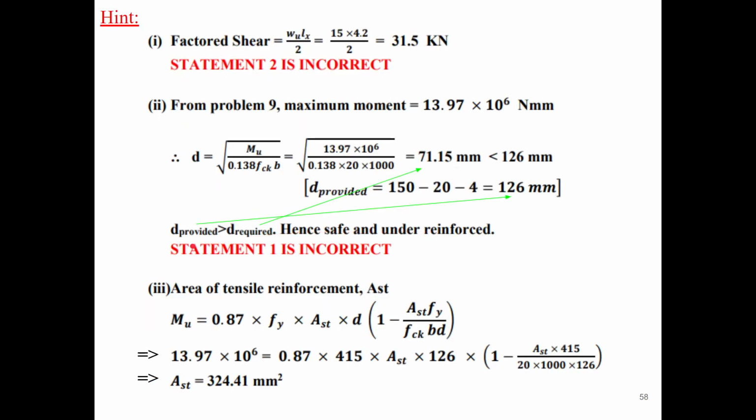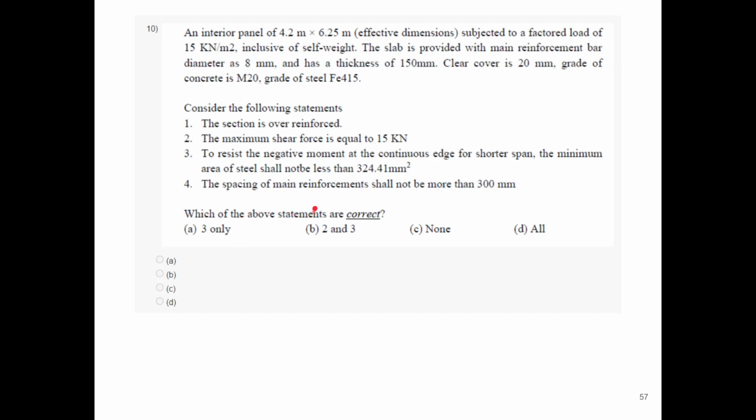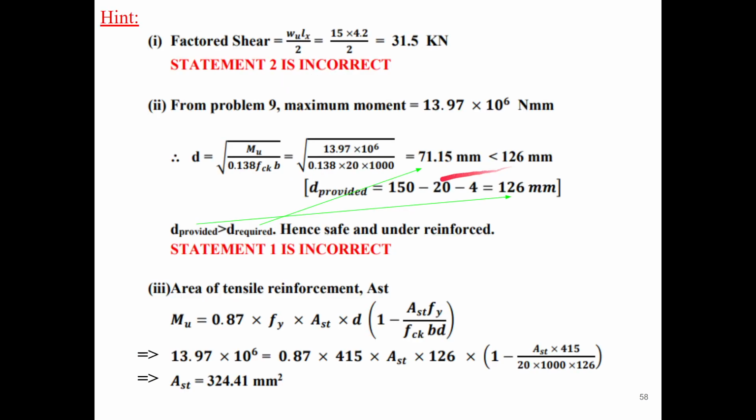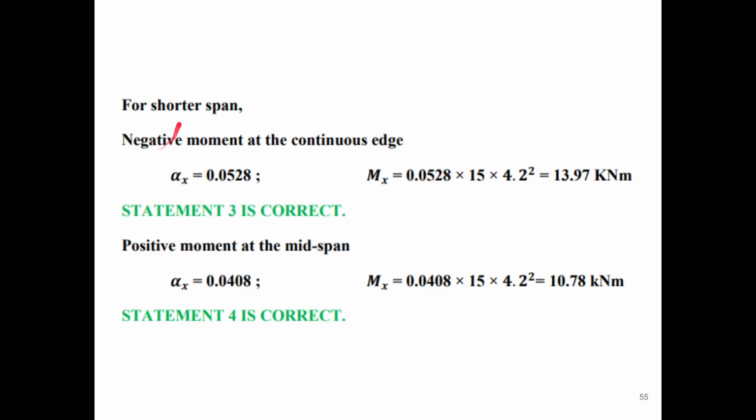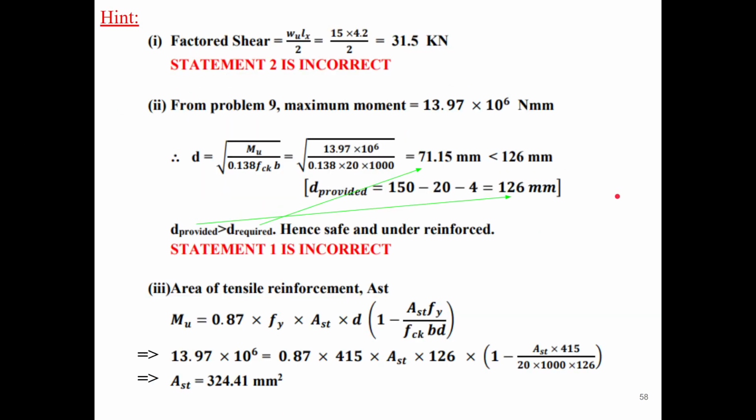Third statement, area of steel. The minimum area of steel we have to find at the negative moment at the continuous edge for the shorter span. So for that case, the negative moment at shorter span is 13.97 itself. Using this formula, Mu equal to 0.87 into Fy into AST into D into 1 minus AST Fy by FCK BD.